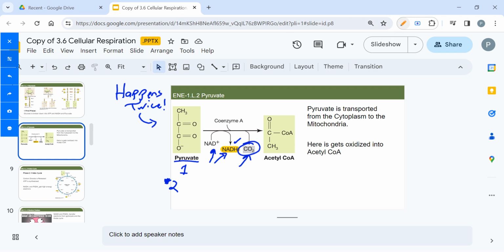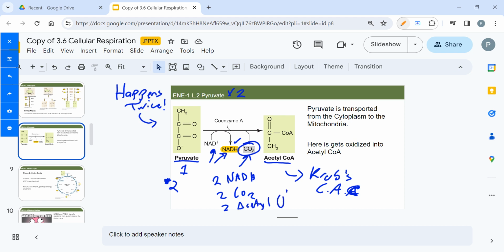So I've made NADH, I've made carbon dioxide, and then I'm also going to make this acetyl-CoA. This acetyl-CoA is just an in-between step to allow it to go into the Krebs cycle, into the citric acid cycle. Oh, citric acid cycle. Don't need to put an A there. All right, now keep in mind, this happens twice. So I've actually made 2 NADHs so far. I've made 2 carbon dioxides. I've made 2 acetyl-CoAs.